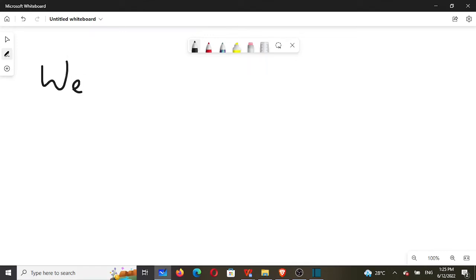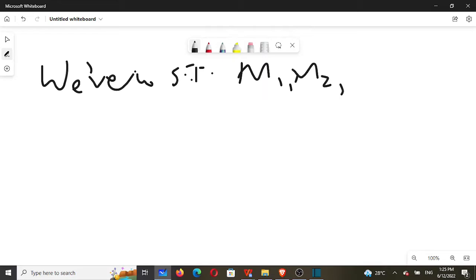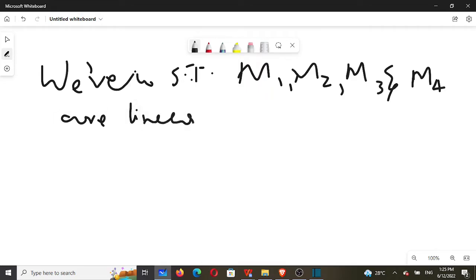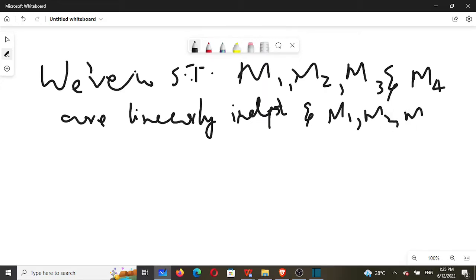We have to show that M1, M2, M3 and M4 are linearly independent, and that M1, M2, M3 and M4 span M22, the 2 by 2 square matrices. So first we have to show that it is linearly independent.